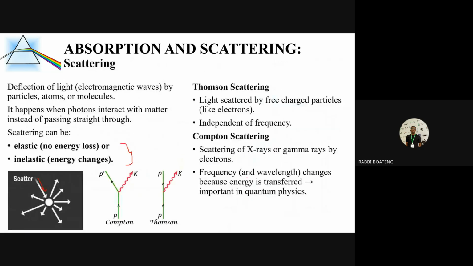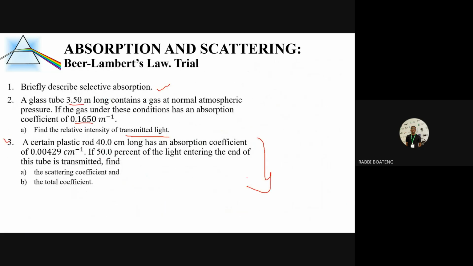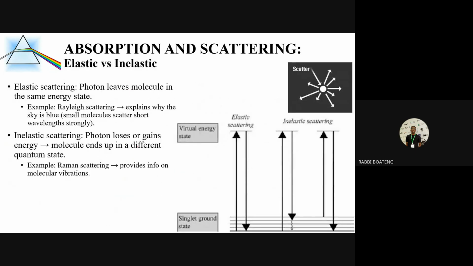Then I think maybe we have to go back and solve this particular one, that is talking about the scattering coefficient and the total coefficient. But before I do that, I'll go on with the slides. If I have enough people here, then I'll come back and solve it, so that most of us will not miss it. Is that okay? Okay, so let's go on.